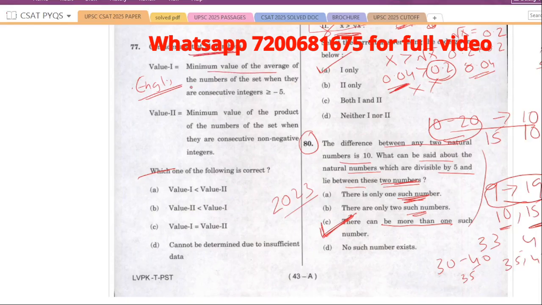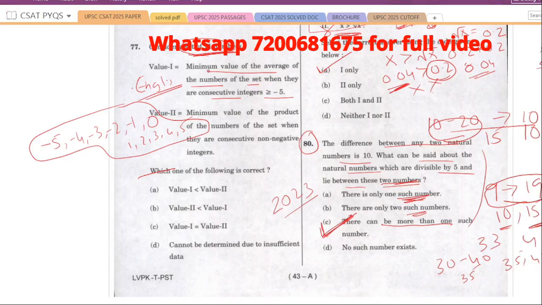Minimum value of the average of the numbers of the set when they are consecutive integers greater than minus 5. So from minus 5 you have to start considering 11 numbers. Hope you can see the screen here on the left side. So minus 5, minus 4, minus 3, minus 2, minus 1, 0, then after that 1, 2, 3, 4, 5. Now it is 11, a set of 11. You have considered a set of 11 as they have told, and then the minimum value of the average of the numbers of the set.